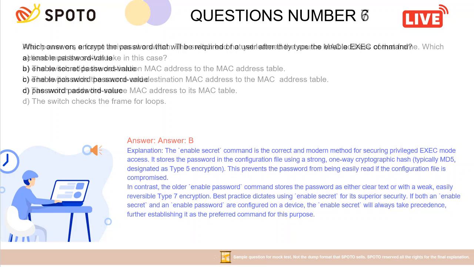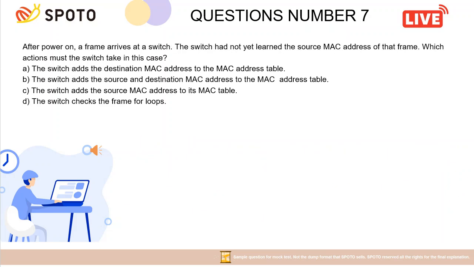Question 7. After power on, a frame arrives at a switch. The switch had not yet learned the source MAC address of that frame. Which actions must the switch take in this case? A. The switch adds the destination MAC address to the MAC address table. B. The switch adds the source and destination MAC address to the MAC address table. C. The switch adds the source MAC address to its MAC table. D. The switch checks the frame for loops. You have 15 seconds to answer.